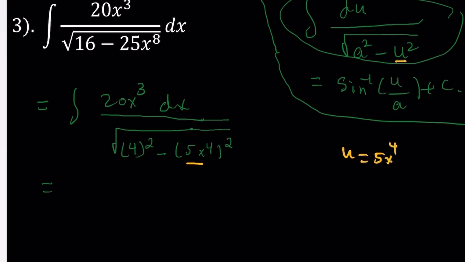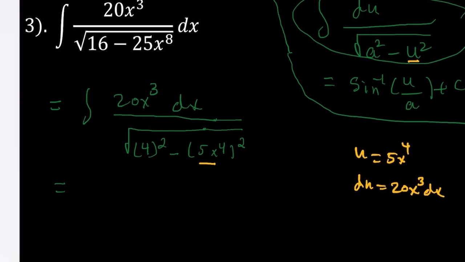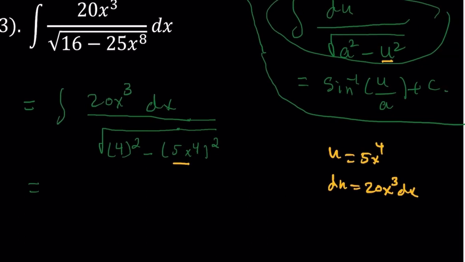And if I find my u, I want to find my du. Du is equal to 20x cubed dx. Don't forget your dx. And I'm done. And I have that enumerator. But I put a note again. Do you see that? Note to remember, my a is equal to, guess what? Is 4.